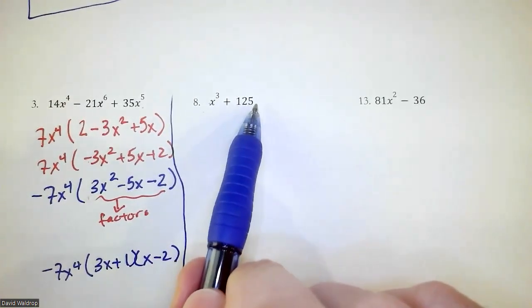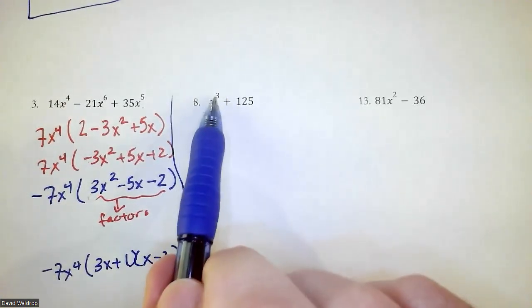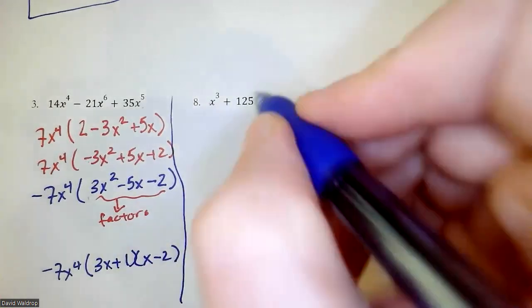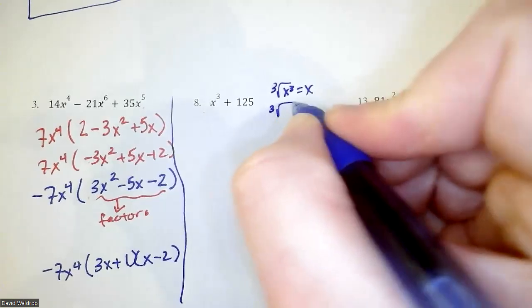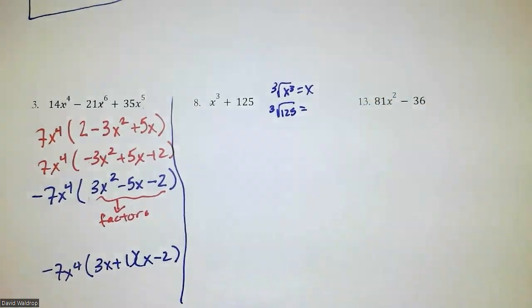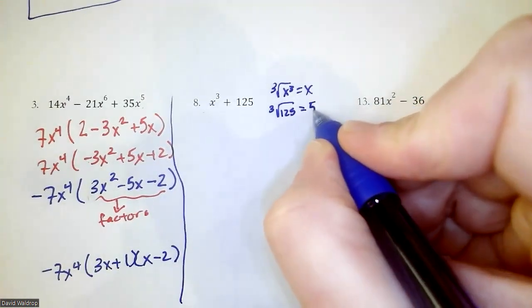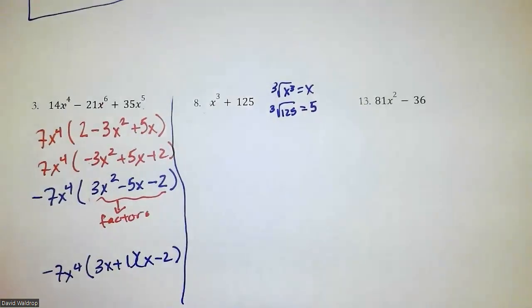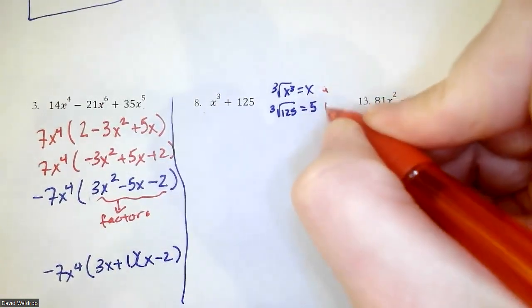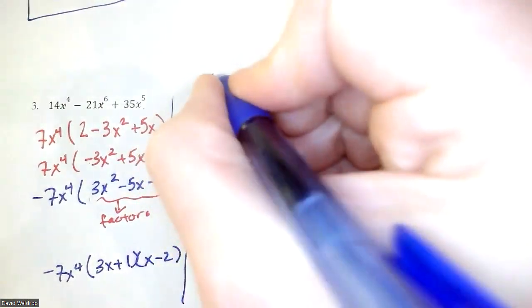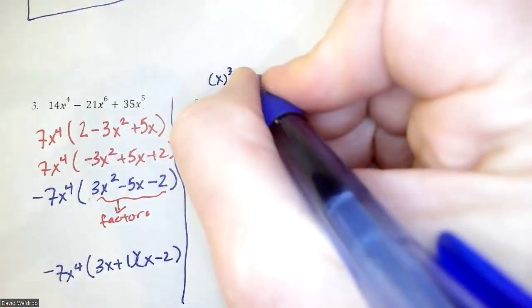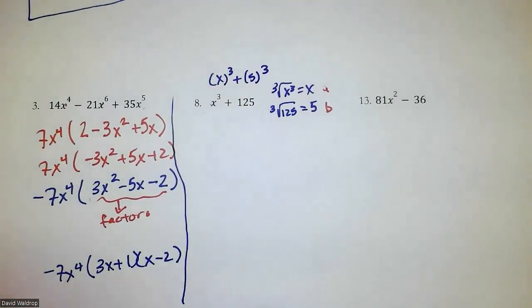So no GCF other than 1. Ooh, I have cubes. All right, so let's make that cubed. So cube root of x cubed is x. Can I take the cube root of 125? And so if you look at our list, that is 5. So here's A, here's B, right? Okay, so basically you're saying this is x cubed plus 5 cubed, okay? All right, so let's plug into the formula.